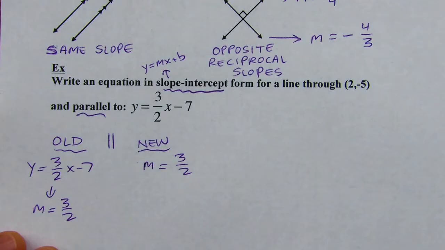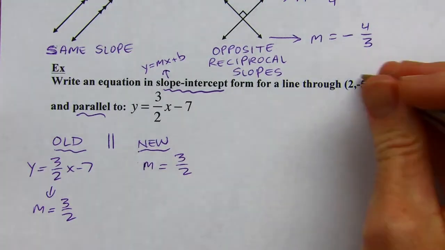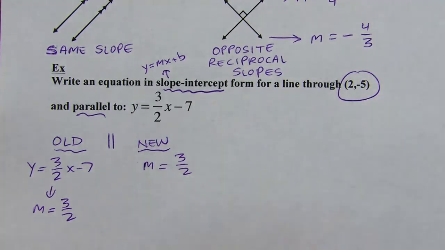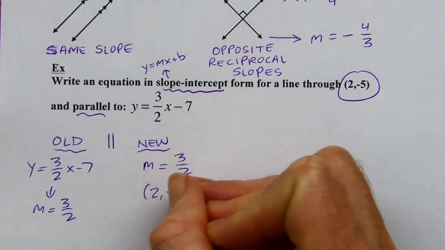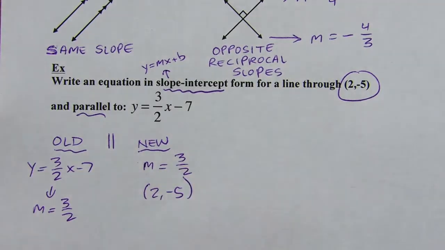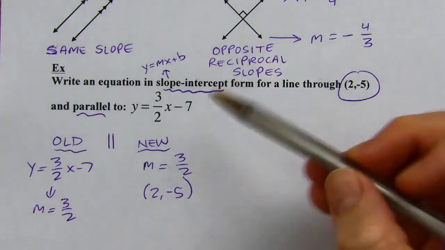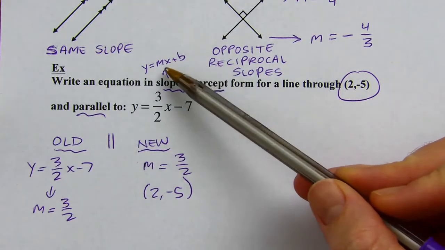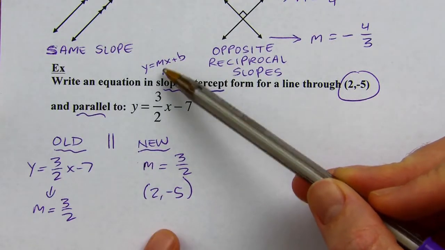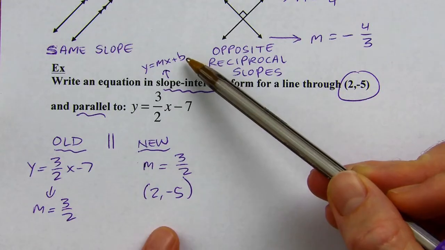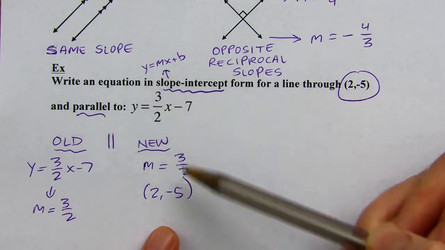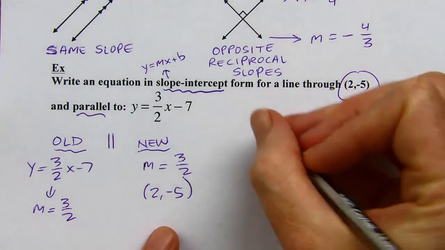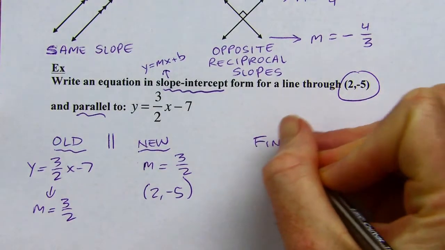Okay. And then what else do I know about the new line? Well, I know the new line is going to go through the point (2, -5). Okay? So I'm thinking, okay, I know this is going to be y equals 3/2 x plus something. I just need to figure out what that something is. I don't know the b yet, but I can find that. I'm going to find b now.